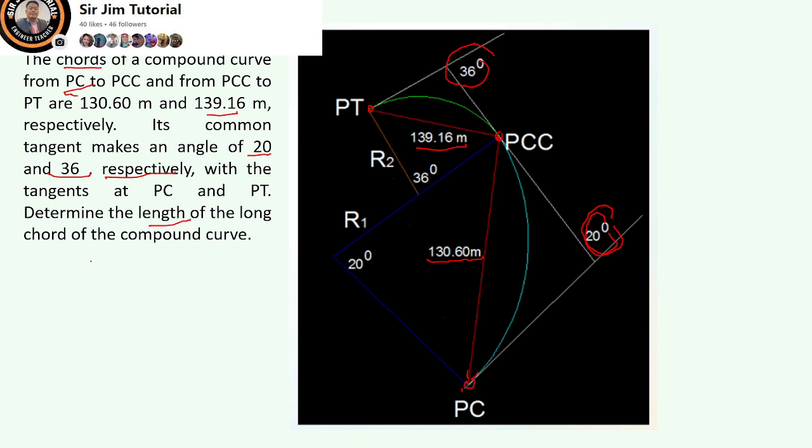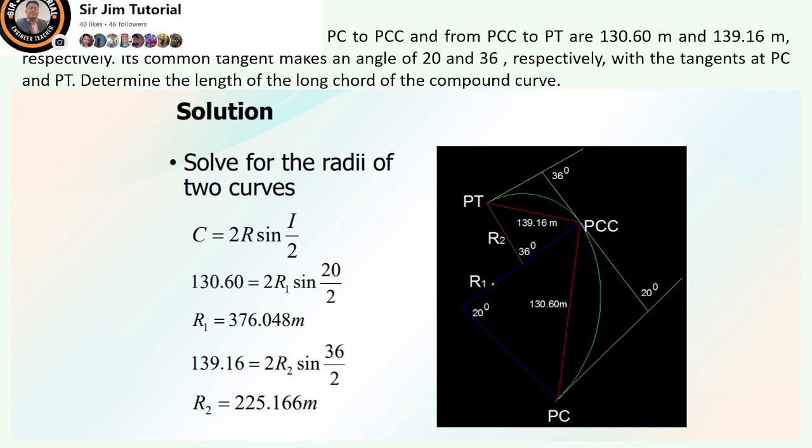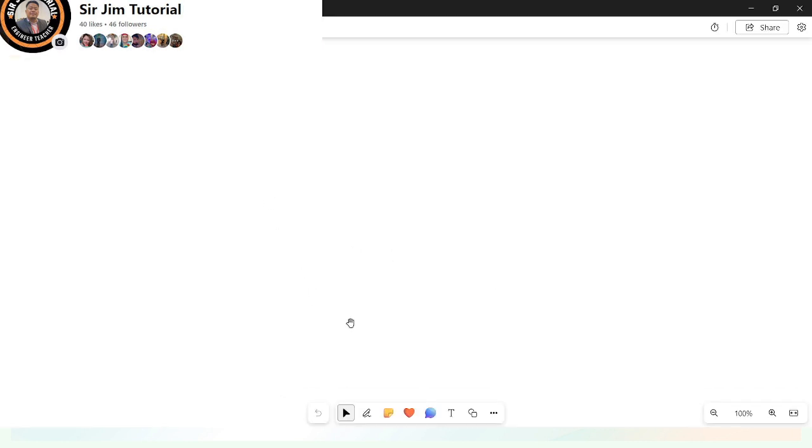Now, determine the length of the long chord of the compound curve. Where is the long chord of the compound curve? As I said, it's always the straight line from PC to PT. This is the long chord that we are going to answer. Now, how are you going to do that? If you are going to calculate this one, a triangle is formed. But you need this angle and this angle for you to compute this one. There is a formula, okay? We have a formula in trigonometry.